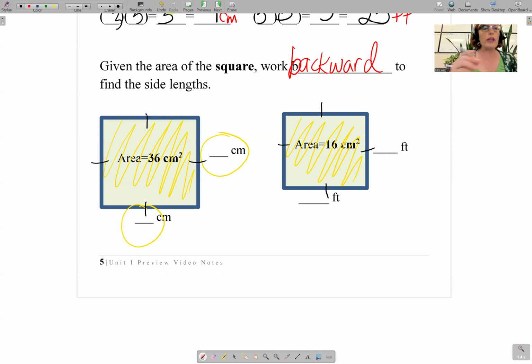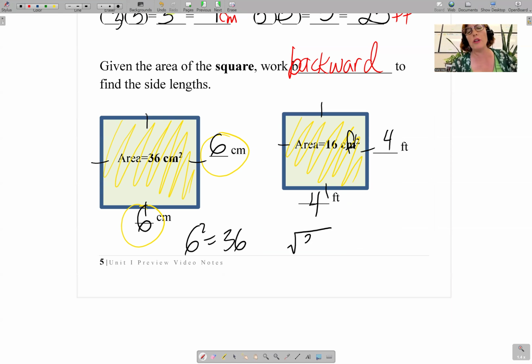All right, so working backwards here would be if the area is 36, our side lengths would have to be 6 and 6 in a square. If the area here is 16 centimeters squared, oops, that should say feet squared, then this is going to be 4 and 4 because 6 squared is 36. And the inverse operation, the square root of 36 is 6. So that's called the inverse operation.